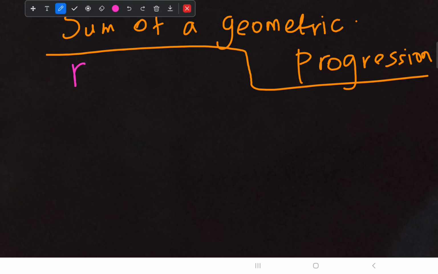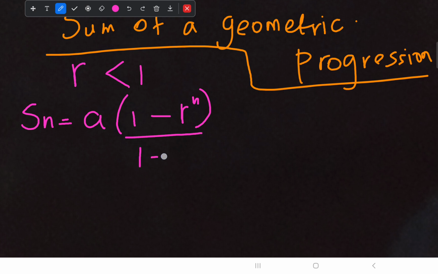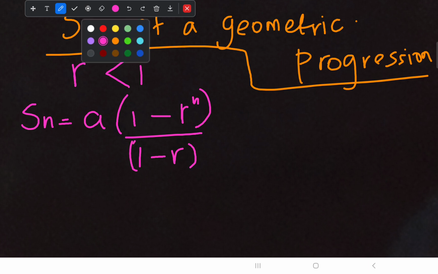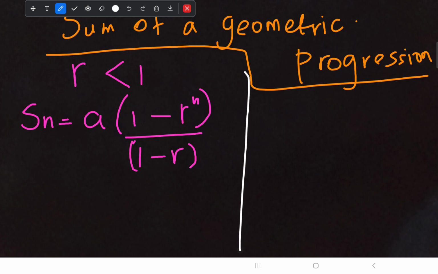If R, the common ratio, is less than 1, we have to use this formula: Sn equals A into 1 minus R to the power of n upon 1 minus R. This is the formula we have to use to find our sum. We will do some examples, so don't worry about it.